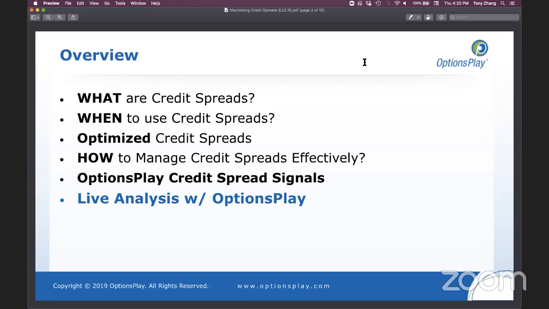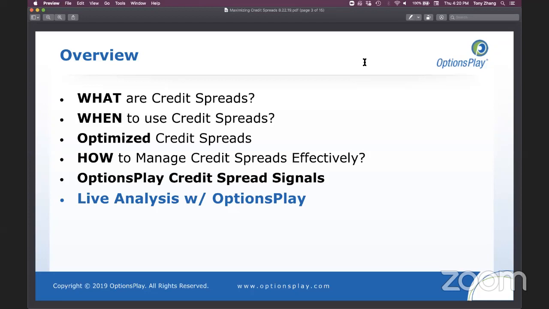I'll give a quick overview of the credit spread trading signals for those of you that want to learn more, and then I will jump over to Options Play to show you some real examples, comparing the credit spread that we're going to go over this week versus the debit spread that we talked about last week.